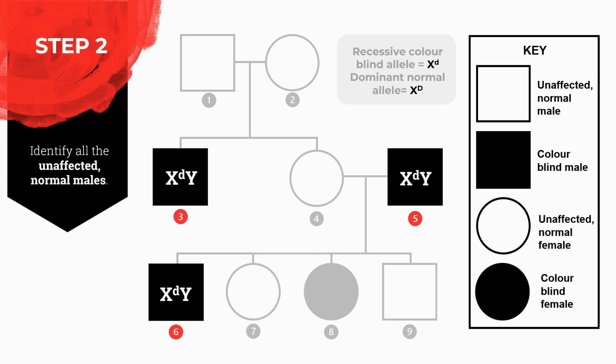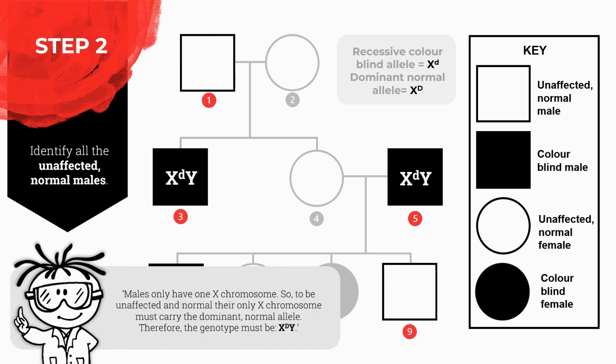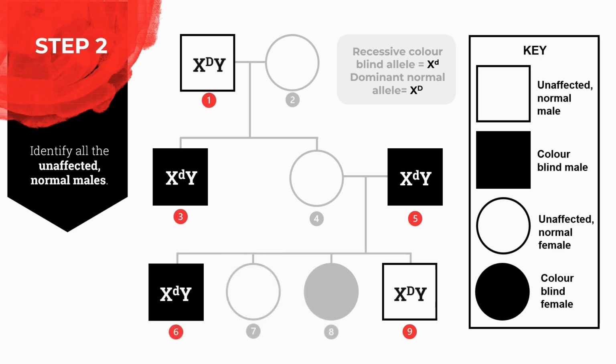Step 2 involves identifying all the unaffected normal males. This includes males 1 and 9. We make this our second step because, once again, males only have one X chromosome. So to be unaffected and normal, their only X chromosome must carry the dominant normal allele. Therefore, the genotype must be XᴰY. And we fill these genotypes in on our pedigree diagram.